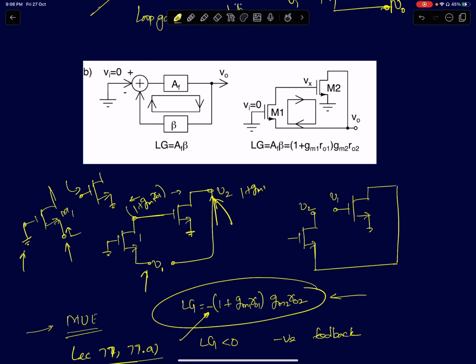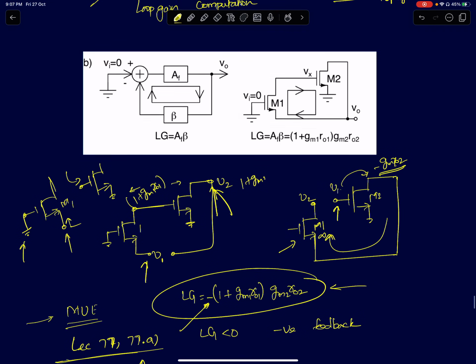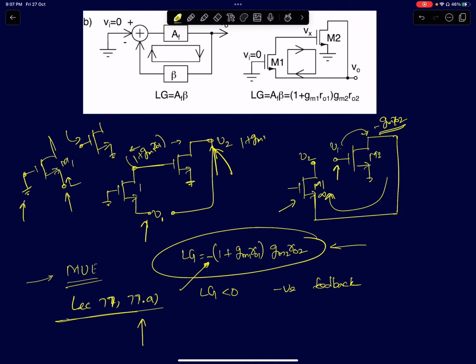In the same way, I can break the loop at this point here and calculate the loop gain. The gain from V1 to this node here is minus gm2 ro2. Why is that? Even though you are connecting the drain here to the source of M1, the impedance looking into the source of M1 is infinity. So the M1 device does not load the common source configuration M2, and the gain will simply be minus gm2 ro2. That multiplied by 1 plus gm1 ro1 is the overall loop gain. The loop gain is negative, so therefore it is negatively fed back. So this is your overall loop gain of this amplifier.